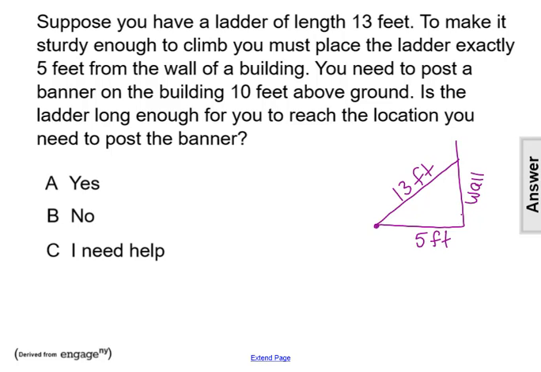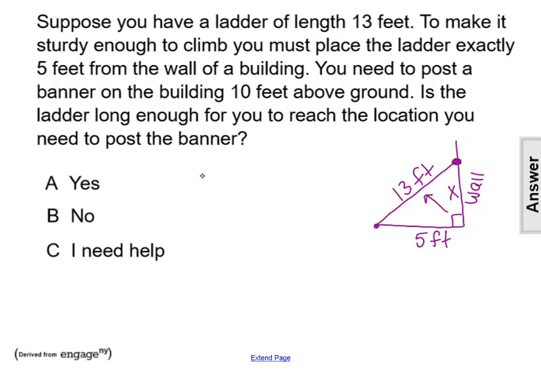Now the wall and the ground are forming a right angle, so that 13 feet is now the hypotenuse of a right triangle. And we know that one of the legs of the triangle, the part on the ground, how far away the ladder is, is 5 feet. Now, we need to see how far up the wall the ladder is reaching or touching, to see if it's greater than or equal to the 10 feet, so that you could hang the banner. So we need to solve for that missing leg of the triangle.